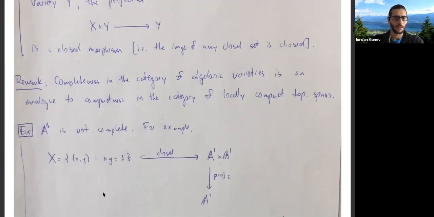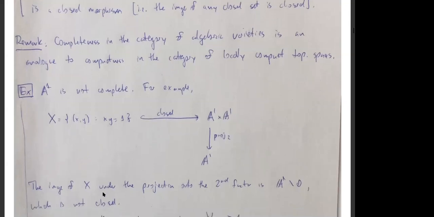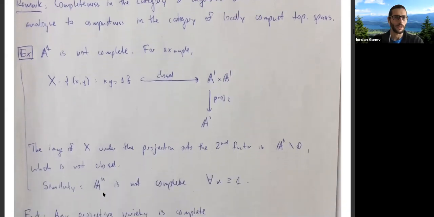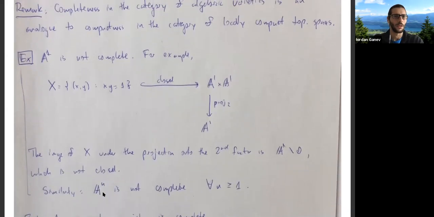Okay, so we have this. I have a question. We have an example of a variety that's not complete. A1 is not complete. In fact, as Shai just mentioned, AN is not complete for any n. So why is A1 not complete?